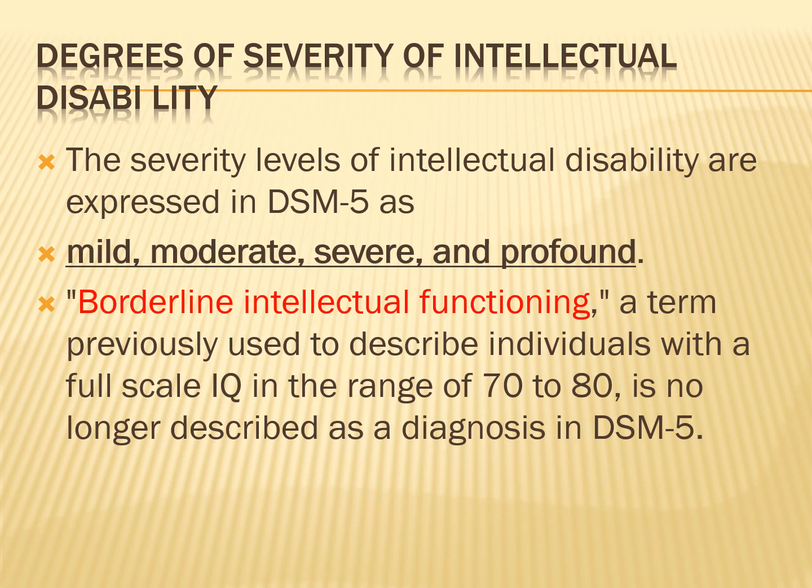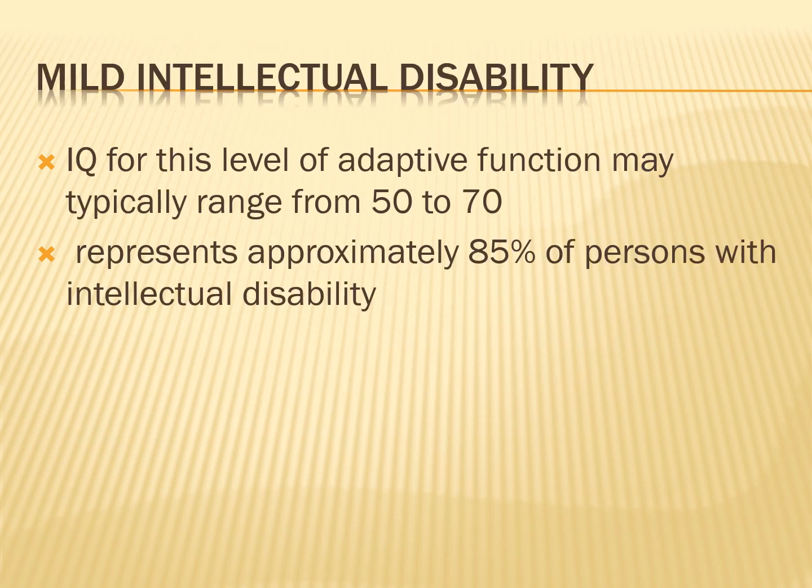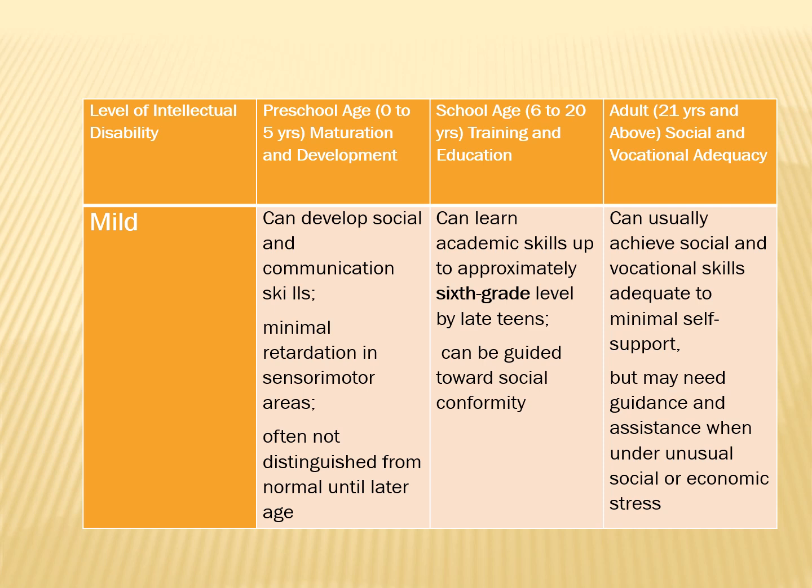Earlier there was a term called borderline intellectual functioning, which was used to describe individuals whose IQ ranged from 70 to 80. But note that this is no longer used when we are making a diagnosis based on DSM-5. When we are classifying the severity as mild intellectual disability, usually in the standardized intelligence test, the IQ score ranges from 50 to 70. Among all the people diagnosed with intellectual disability, 85% of them, the majority, will have the mild form.